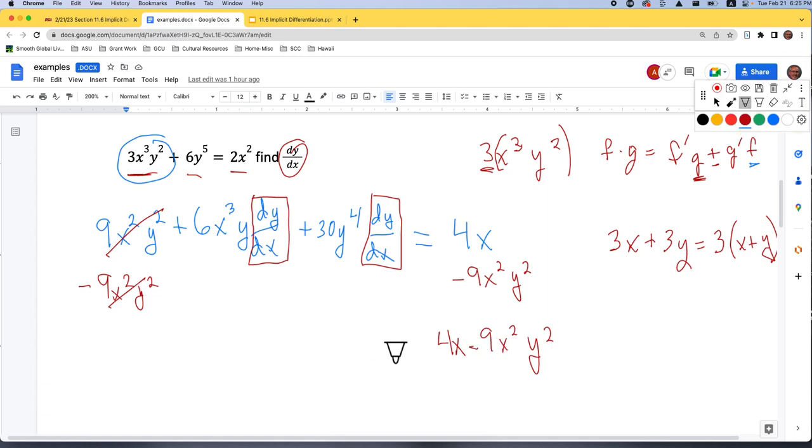We got that. Now we'll see the magic. What's left on this side is 6x cubed y. I'm going to change these into a different color. dy dx plus 30y, oops. Even when I say it, it doesn't mean I'm going to write it. 30y to the fourth.